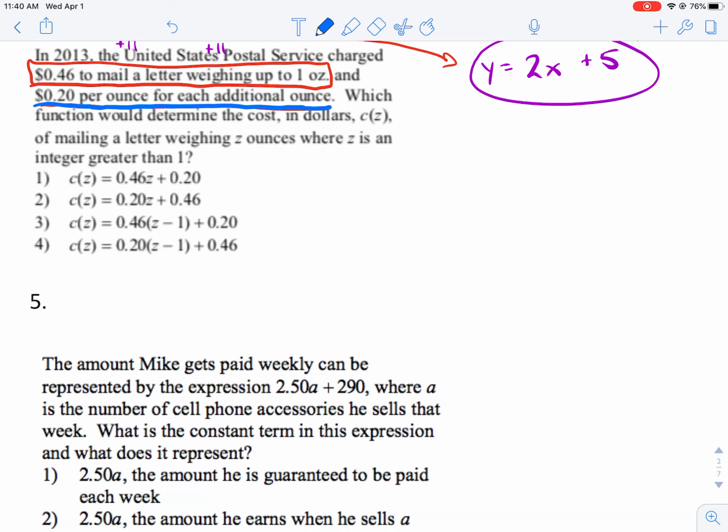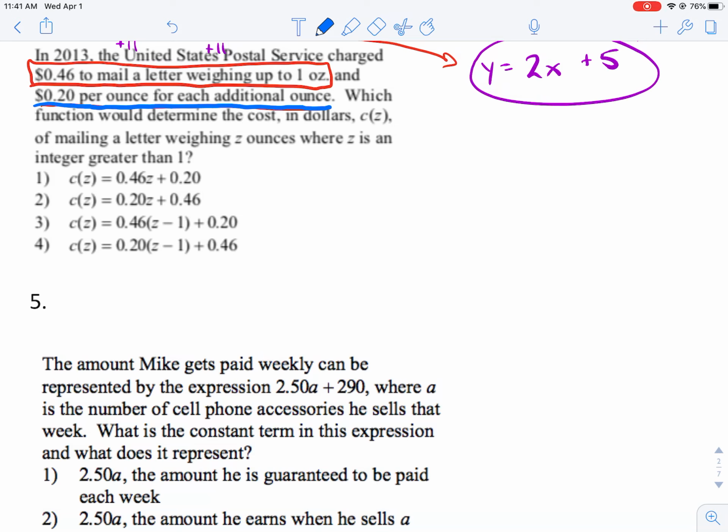Okay, remember we're talking about linear functions. So when we're talking about linear functions, we're looking for that constant rate of change. And this is what we would call our constant rate of change, okay? It's 20 cents per ounce. So for every additional ounce, you're getting charged 20 cents per ounce. All right?